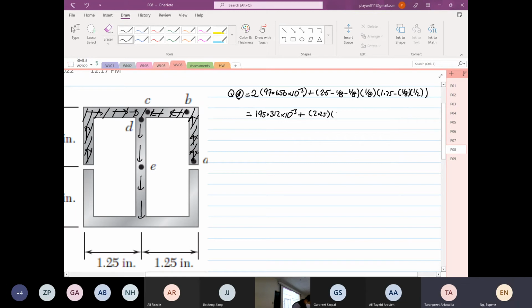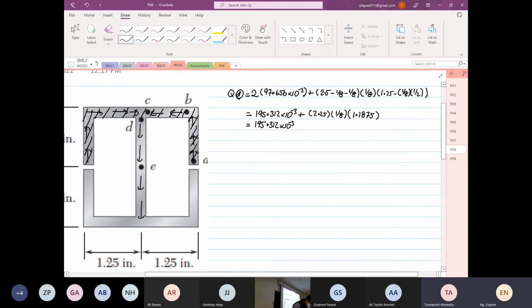multiplied by 1/8, multiplied by 1/8 times 1/2. 1.25 minus 1/16 is 1.1875. Let me see again. 1.25 minus 1/8 times 1/2 is 1.1875. We have 2.5 minus 1/8 minus 1/8. Yep, 2.25.